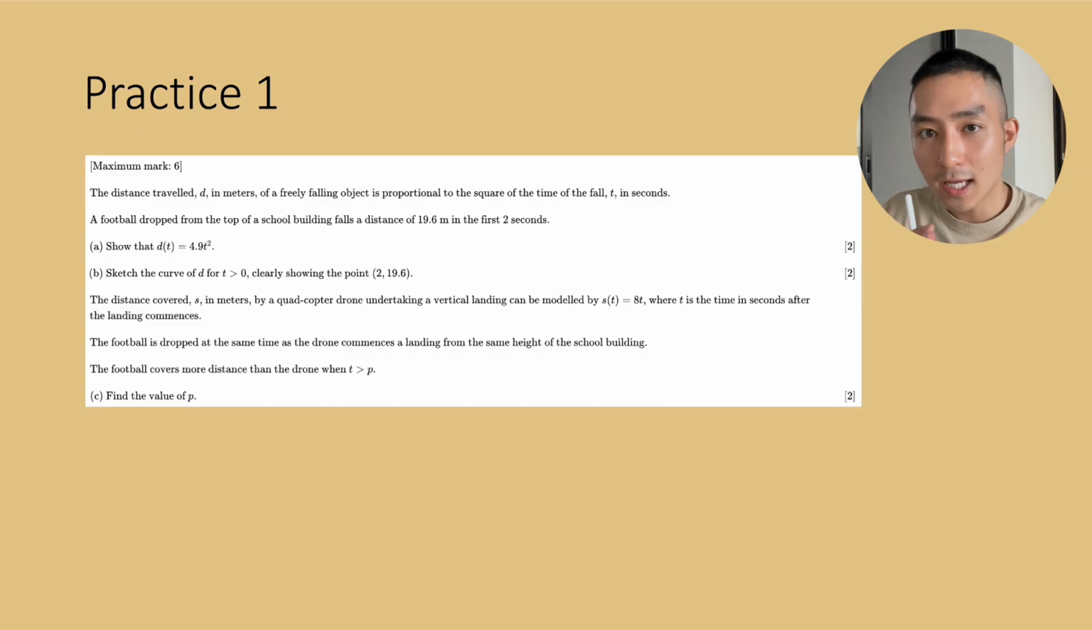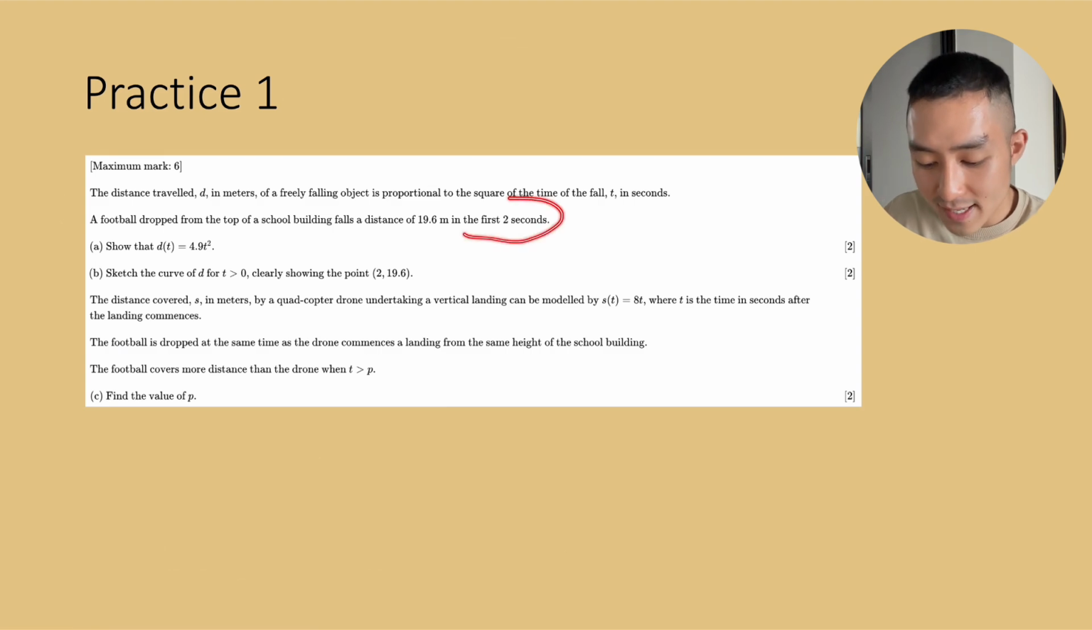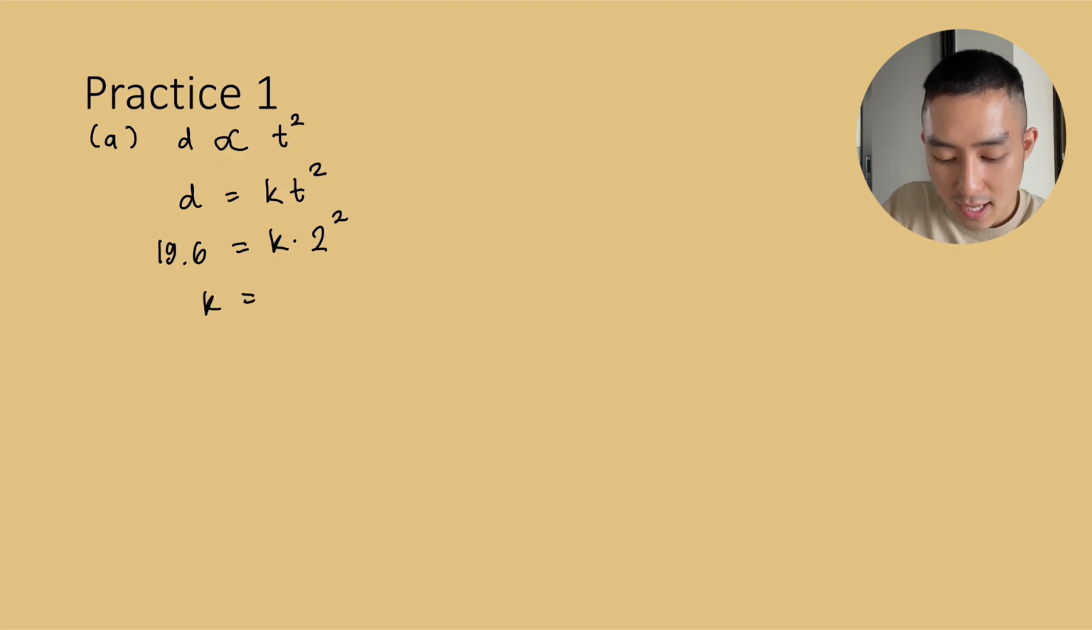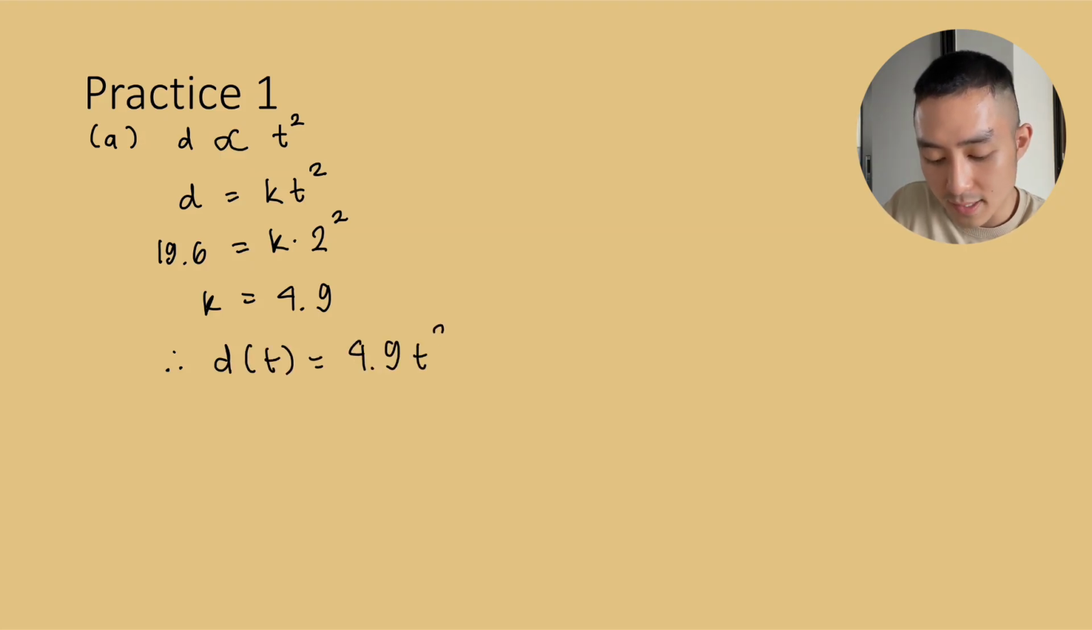Now we have a coordinate here. When t is 2, the distance is 19.6. So 19.6 equals k multiplied by 2 squared. So we get that k is 4.9. Therefore d(t) is 4.9 multiplied by t squared.